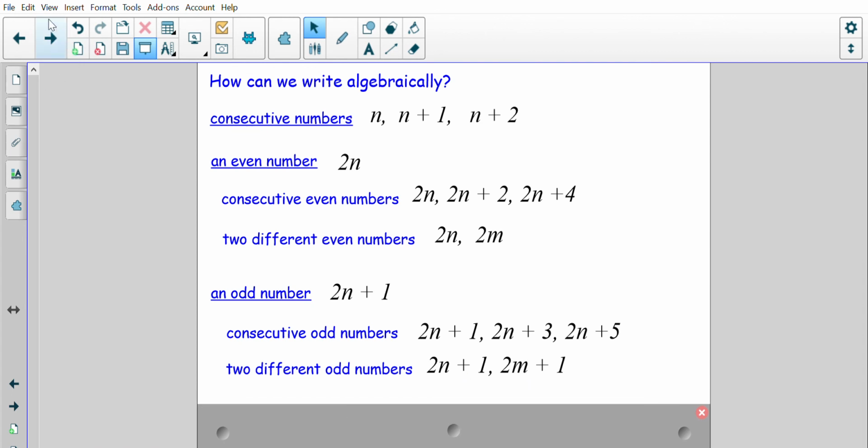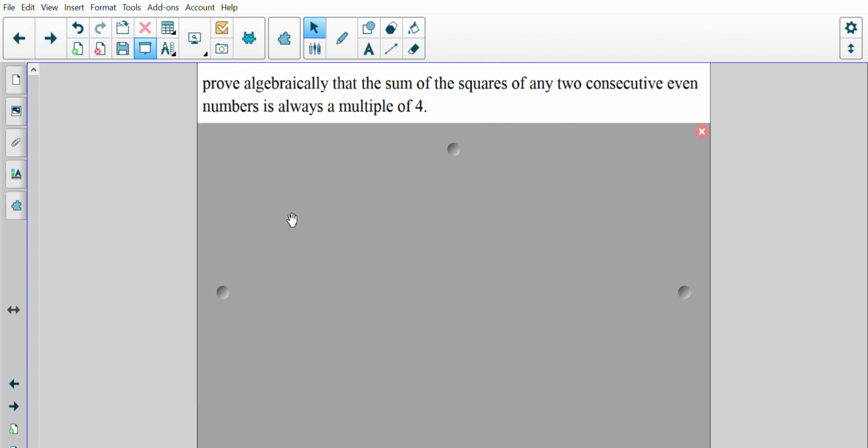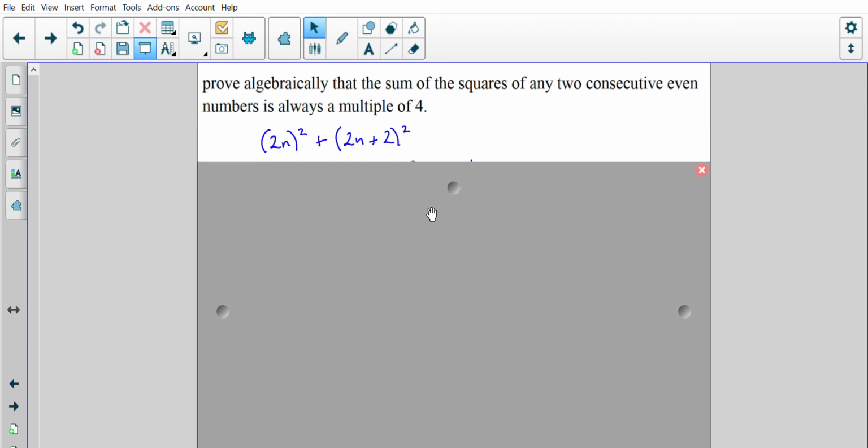Okay, let's just have a look at an example of one of these. Prove algebraically that the sum of the squares of any two consecutive even numbers is always a multiple of 4. So this time we need to write down the algebraic statement. The sum of the squares of two consecutive even numbers. So we take our consecutive even numbers, 2n and 2n + 2. We need to know how to write those. And we square them and we sum them, which means we add them together.